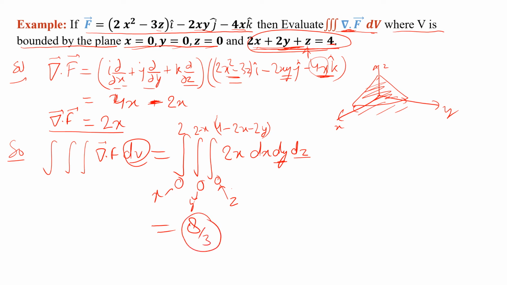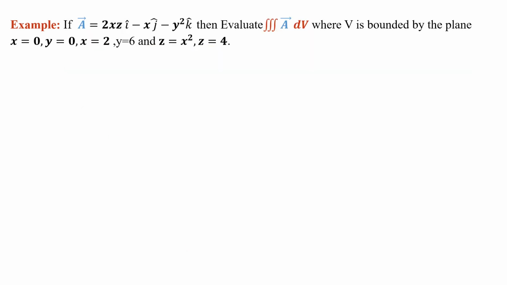It is a very simple integration, you can easily simplify it. Next example: if we have a vector A = 2xz i − x j + y² k, we have to evaluate the triple integral of A dV, where V is the region bounded by the planes x = 0, y = 0, x = 2, and y = 6, and z varies from x² to z = 4.